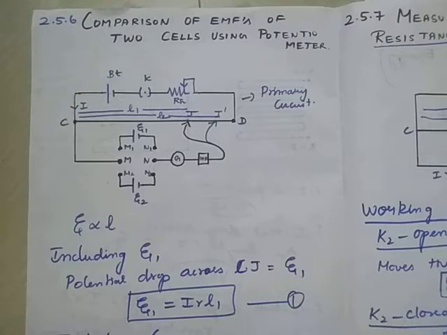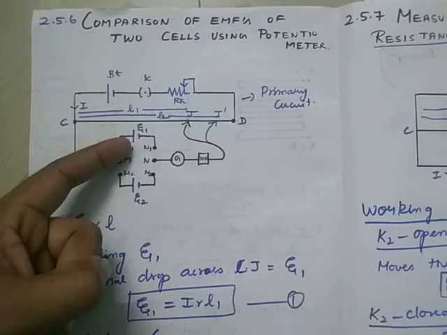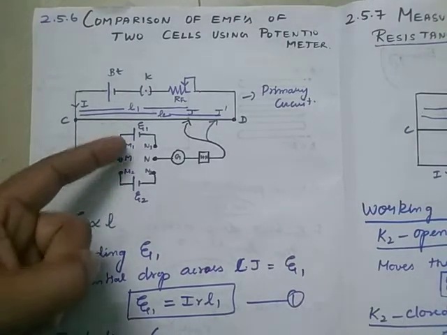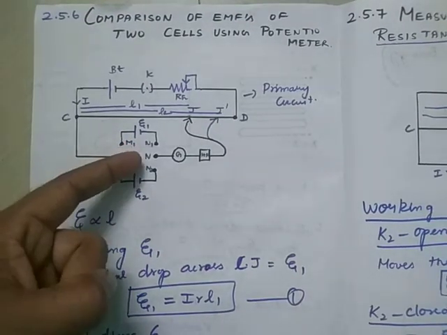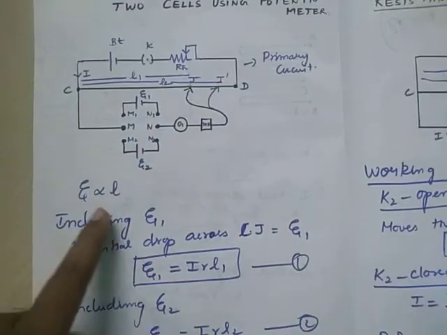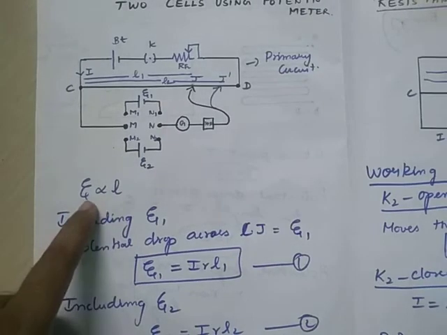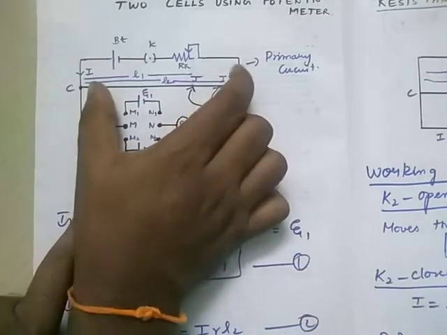Listen carefully. Our first topic is comparison of EMFs of two cells using a potentiometer. Here we are using the potentiometer to compare the EMFs of two cells, to see which cell has more EMF. We know very well the principle of the potentiometer: EMF is directly proportional to balancing length. If EMF is more, we get more balancing length.